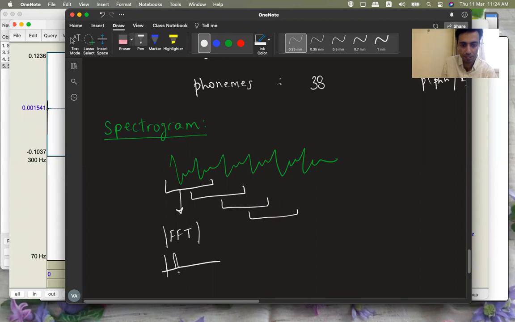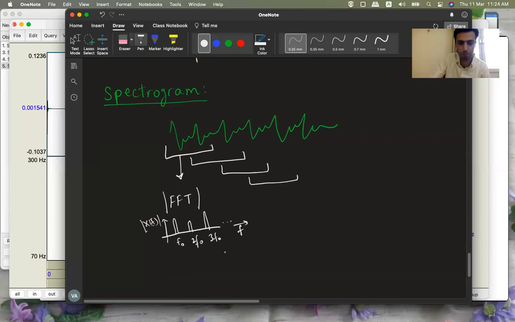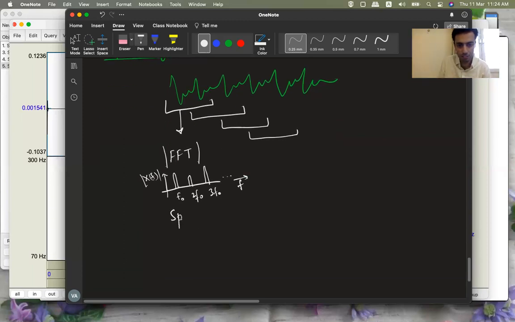One peak is at some F naught. The next peak will be at 2 F naught. The third peak will be at 3 F naught. In this way, you get peaks in your magnitude spectrum. This is the frequency axis and this is the magnitude, X of F. This is called the spectrum. Now this is a vector.